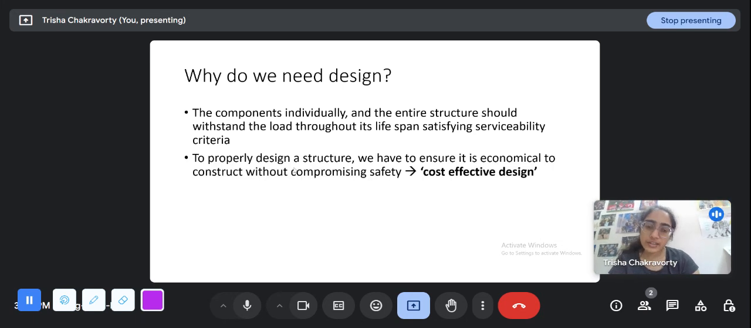To properly design a structure, we have to ensure it is economical to construct without compromising safety. So there has to be a balance, and striking this balance, once we have done it, is known as cost-effective design.